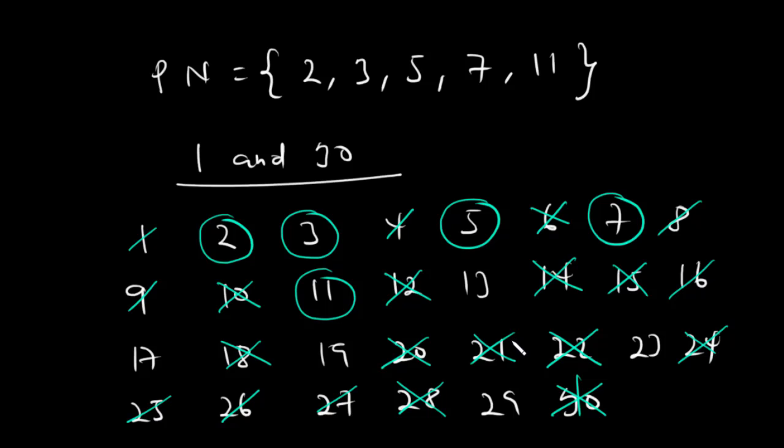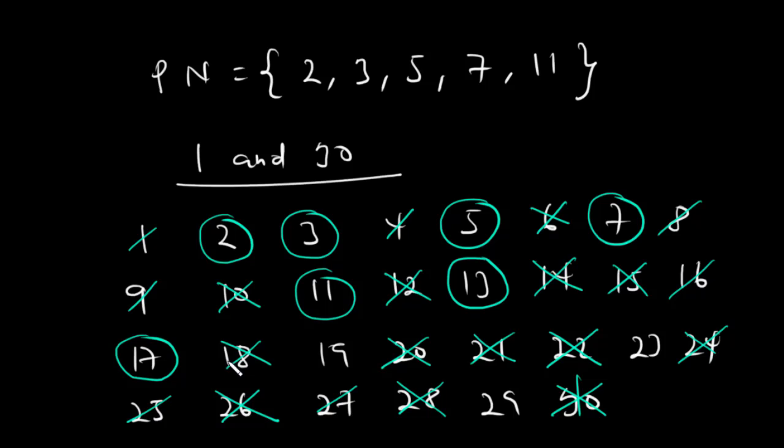The next number after 11 is 12. However, 12 has been cancelled out. So we need to circle 13. And then multiples of 13 is 26. So after cancelling out 26, then we are going to circle out 17 because 17 has not been cancelled out.